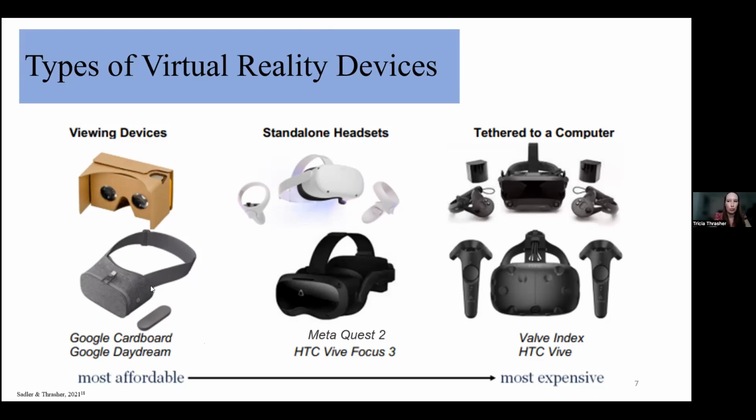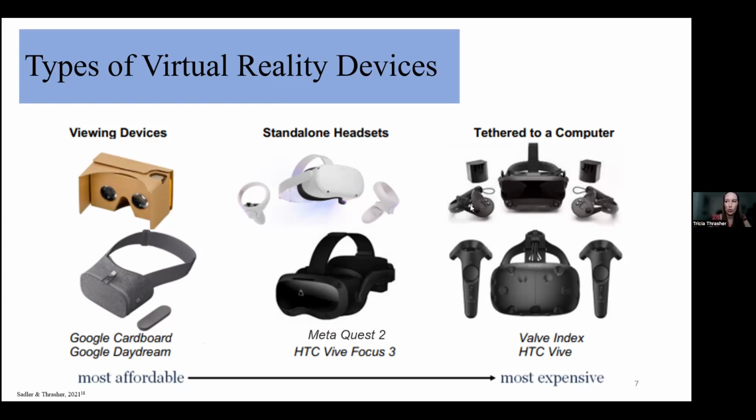So this is definitely cheaper on the spectrum. A Google Cardboard or a knockoff Google Cardboard can literally be like $5. So they're really, really affordable. Then you have standalone headsets. These are essentially fully immersive head-mounted displays that don't have to be tethered to a computer, which is important. It does make them a lot more accessible. They're more expensive than the viewing devices.